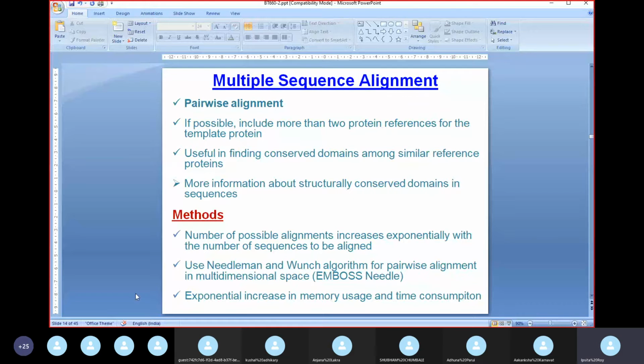What you do in these cases is you use an algorithm called the Needleman-Wunsch algorithm. It gives rise to the software called EMBOSS Needle. So you use EMBOSS to carry out structural alignment, and this it does in a multidimensional space. Obviously, the more sequences you have and the longer the sequences, the more memory is used, but that is what you have with all of these cases, because we are talking of sequences which are quite long. You're no longer talking of small molecules.